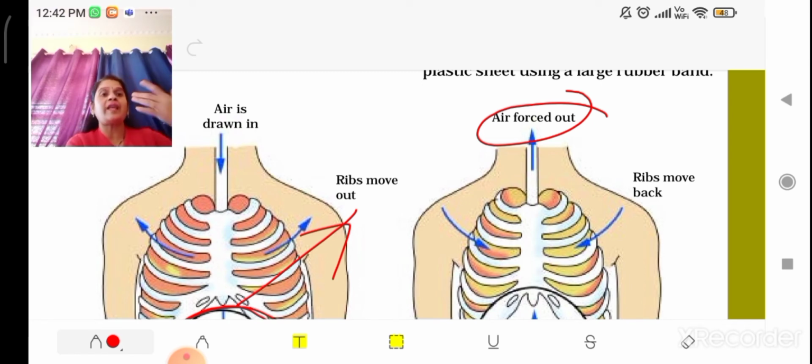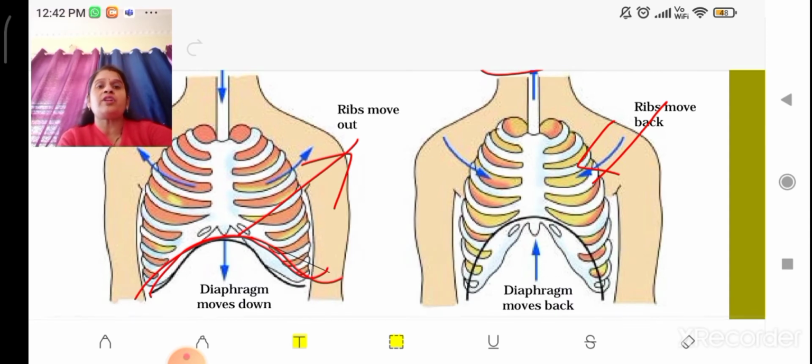In that case, the ribs which moved out during inhalation move back into their position. When we exhale, what happens to the diaphragm? The diaphragm moves backward. First it was moving down, now it goes up again.